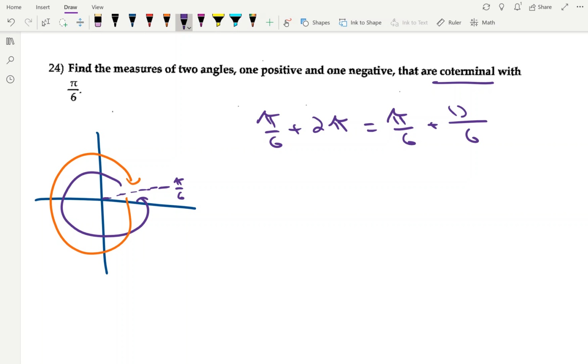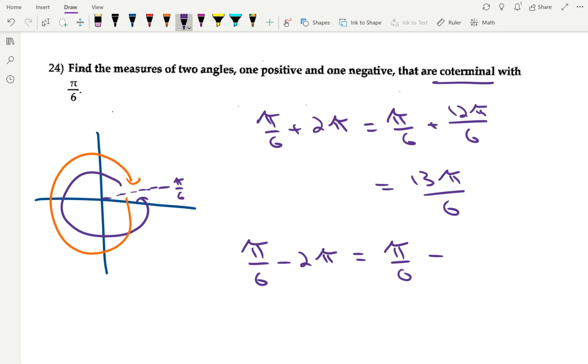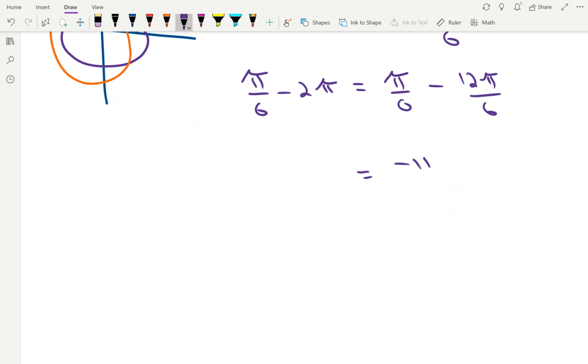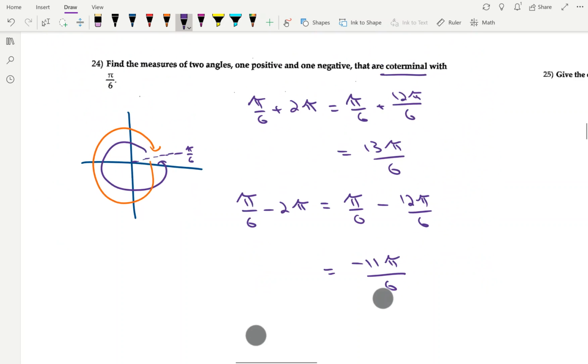6 times 2 is 12, 12 pi. Okay, so that gives me 13 pi over 6. So that's the positive one. Then I'll take pi over 6 and I'll subtract 2 pi, swinging the door the other way. So that's pi over 6 minus 12 pi over 6. And if you do that madness, you'll get a negative 11 pi over 6.